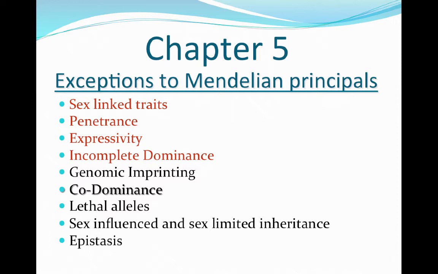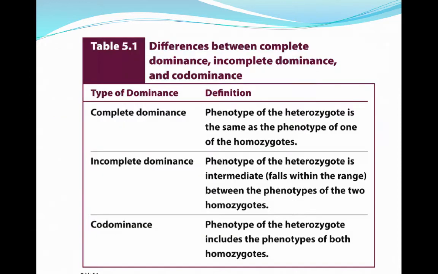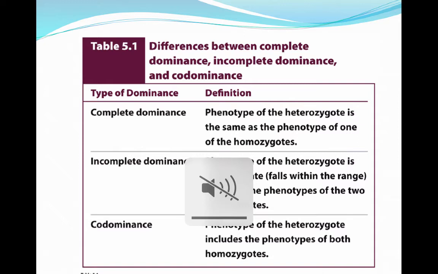principles that are listed here in red are things that we've already talked about. So we've talked about sex-linked traits, we talked about penetrance and expressivity, as well as incomplete dominance. What Chapter 5 focuses on are exceptions to those Mendelian principles. So today we're going to concentrate on the rest of this list and will go all the way through Chapter 5.